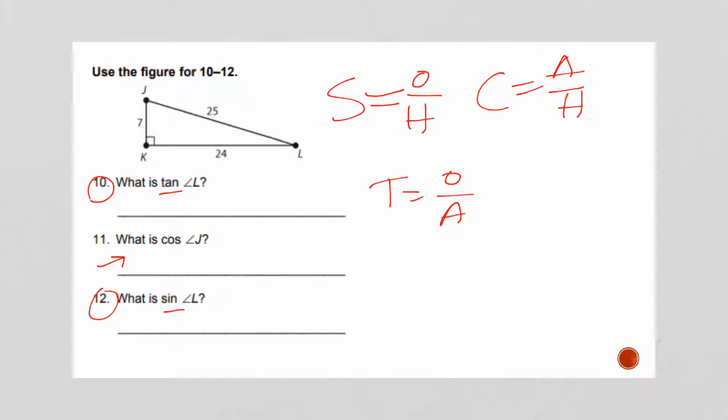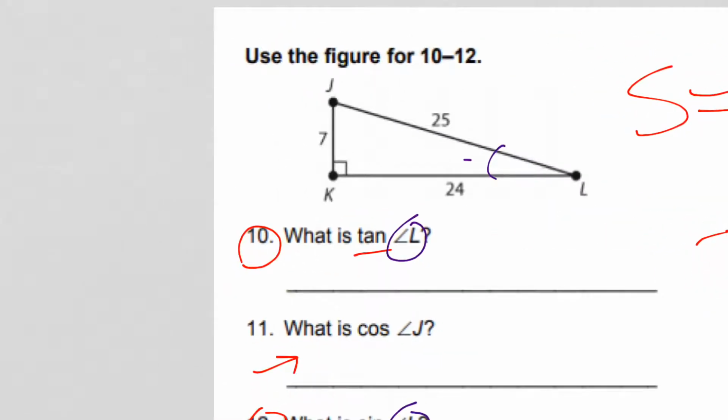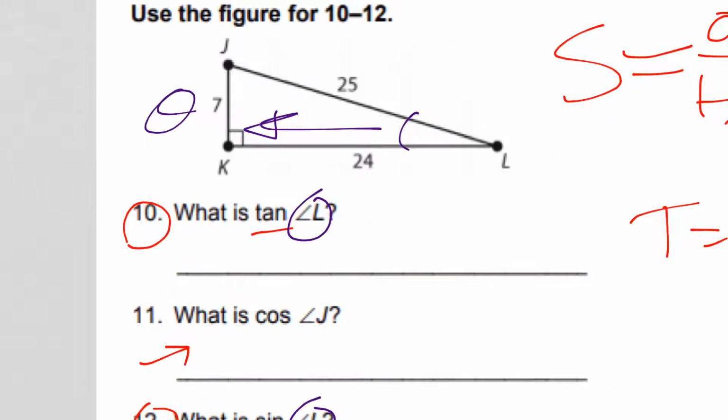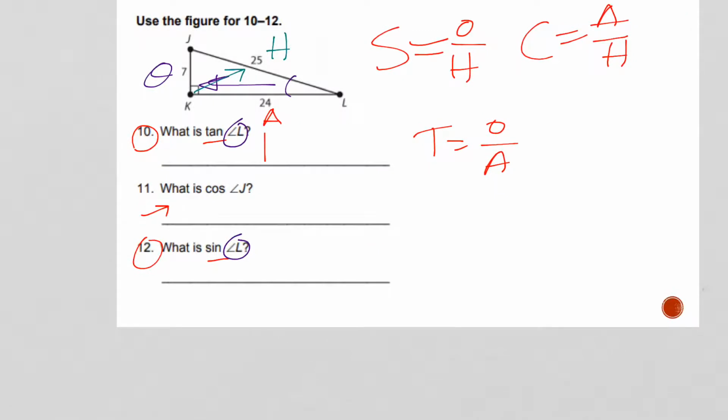So if I'm going based on angle L, because both of these require angle L, the opposite side is JK, which measures 7. The hypotenuse is JL, which measures 25, which means that my adjacent side would be the last side. So tangent of angle L is equal to opposite over adjacent. So my O value is 7, and my adjacent value is 24.